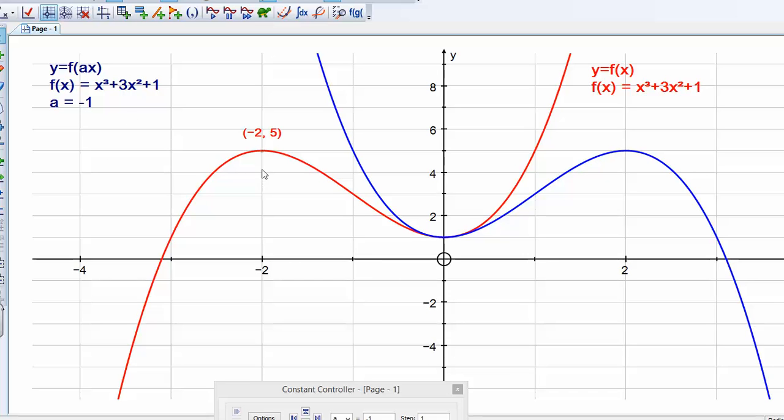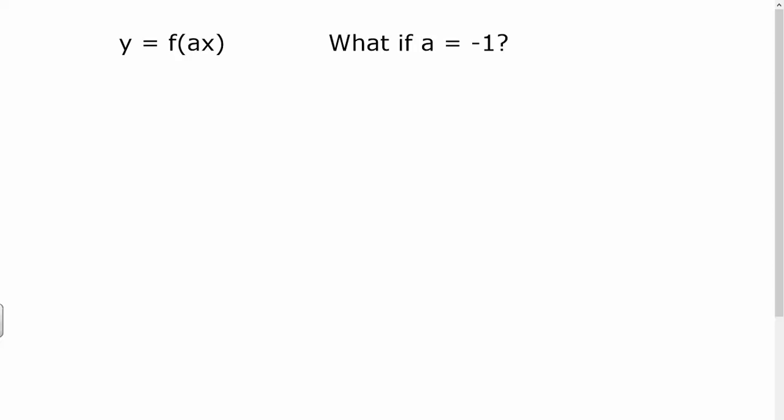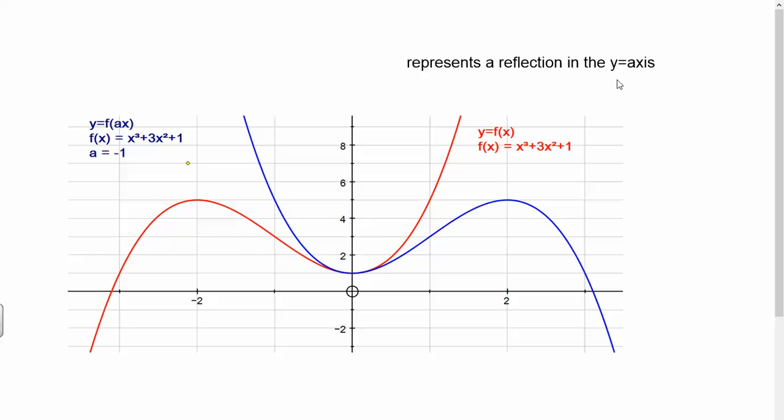And then what happens to the coordinates there? Well, this one here, -2, 5, goes to 2, 5. This one here, which is 1, 5, goes to -1, 5. So it's the x-coordinate that's becoming negative. So summarizing that, we say it's a reflection in the y-axis, and we multiply the x-coordinate by -1.